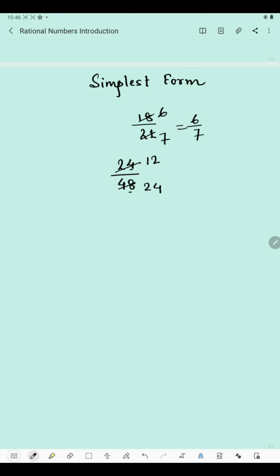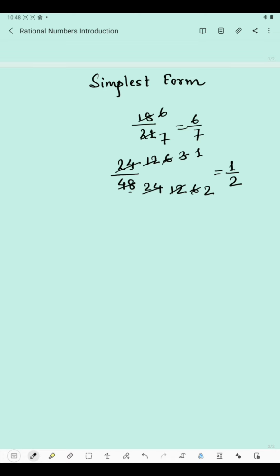Like here 2 6s are 12, 2 12s are 24. Now again this 6 and 12 come in 2's table. So 2 3s are 6, 2 6s are 12. Now 3 1s are 3, 3 2s are 6. So the simplest form of 24 by 48 will be 1 by 2, because after this we cannot cut further. So this is the simplest form, or we can say the lowest form. So this was all about simplest form or lowest form.